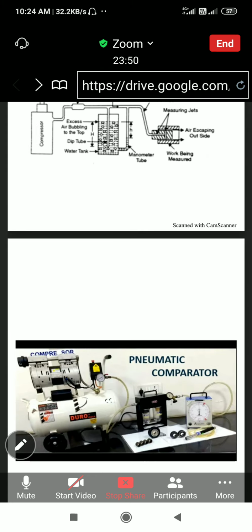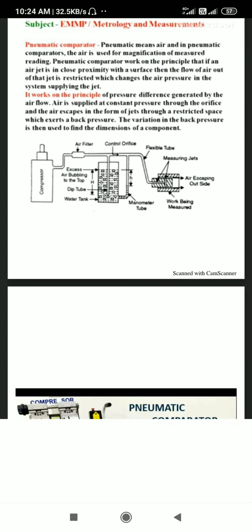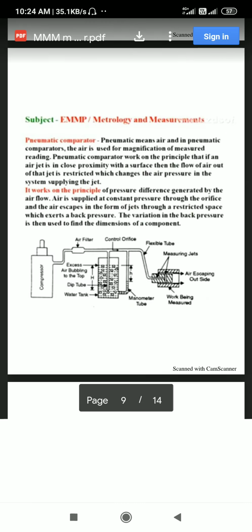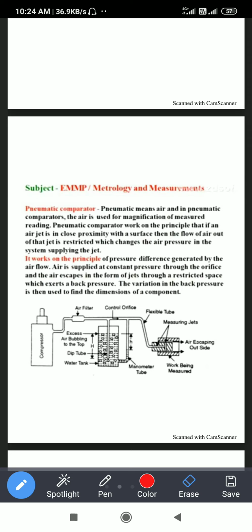This is called a pneumatic Solex comparator. This is the 2D diagram, where the compressor, air filter, and control orifice are there. You can see the control orifice over here. When the air passes through this tank, the air bubbles come out, which means the air is coming from the compressor. The water level increases up to this level initially, then afterwards some air passes to the small jet, which is given through a flexible tube.